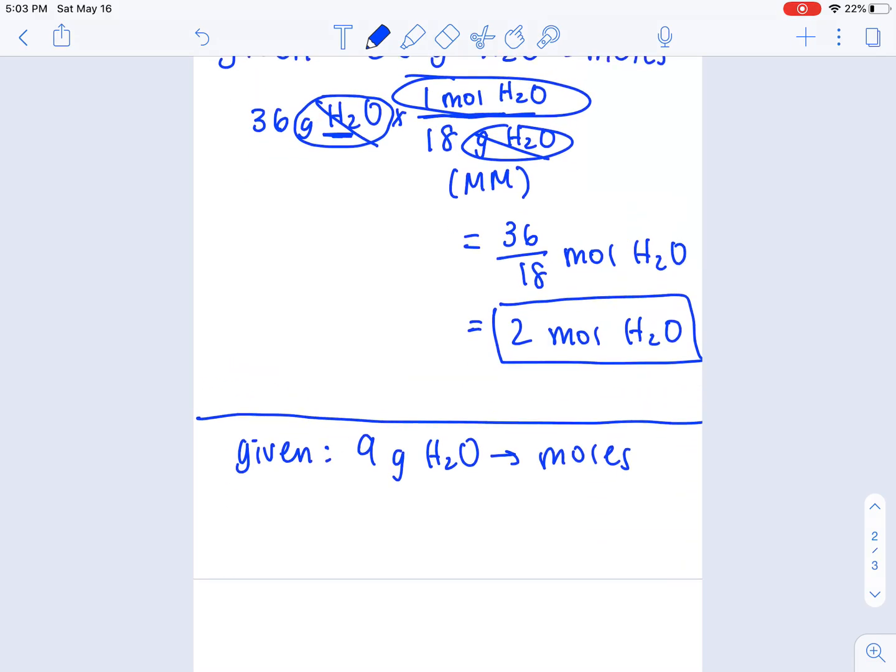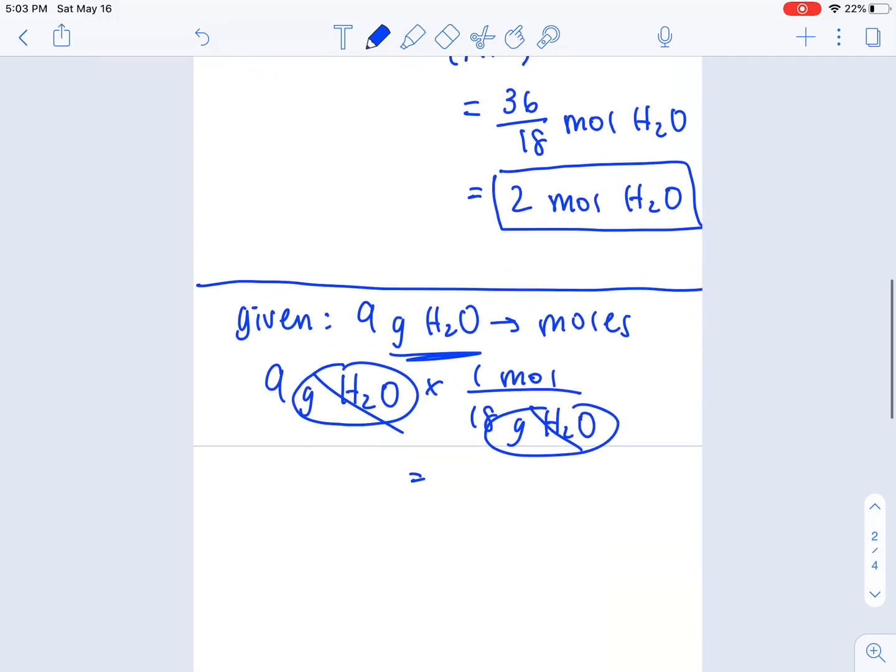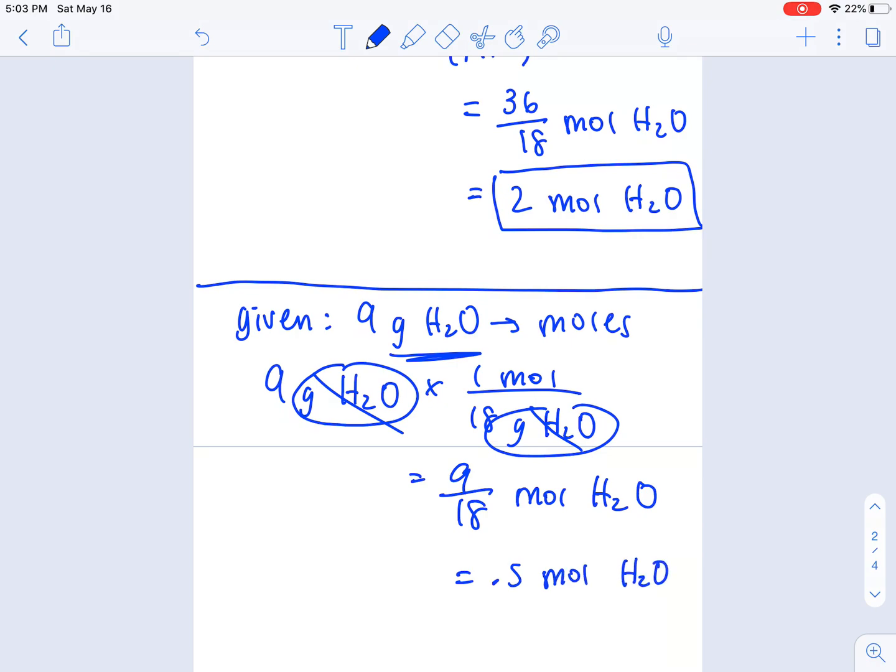So for H2O, the molar mass will always be 18. So once again, 9 grams H2O. Notice the grams here. So most likely, or always, the denominator is going to have to cancel out, so it's going to have to be in grams. And 1 mole is equal to how many grams of H2O? Always. Universal number, 18 grams H2O. That never changes. Grams cancel out like that, and you're left with 9 over 18 moles H2O, and that's just 0.5 moles H2O. That's your final answer.